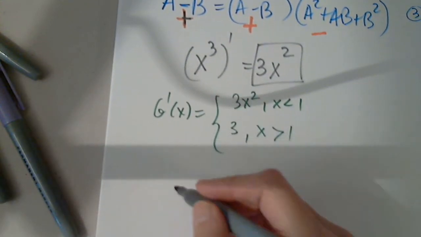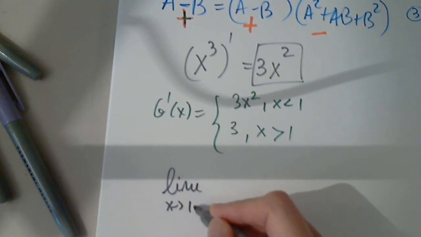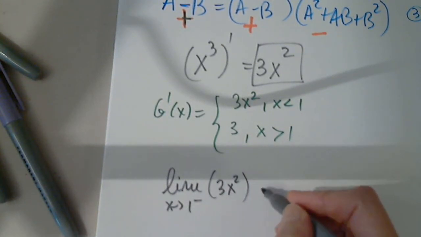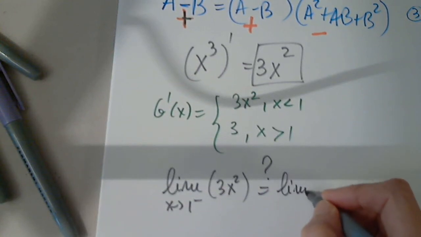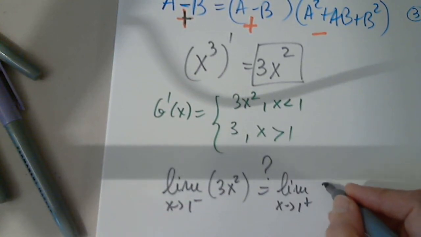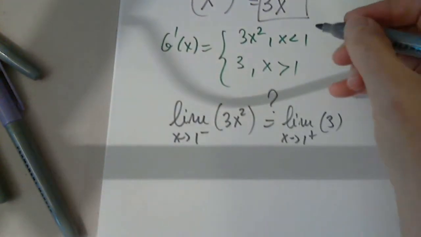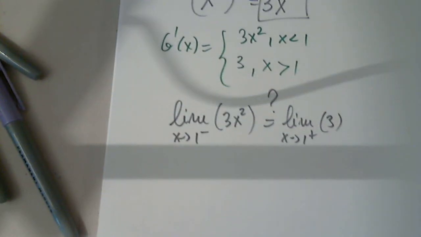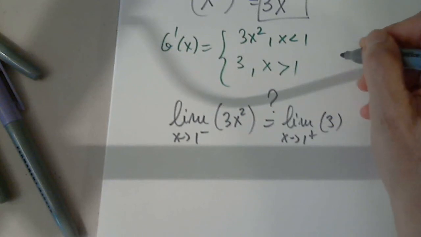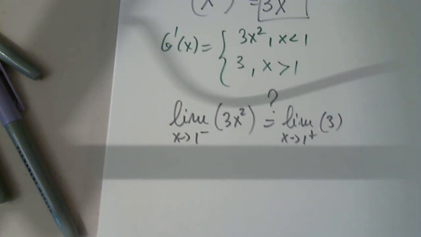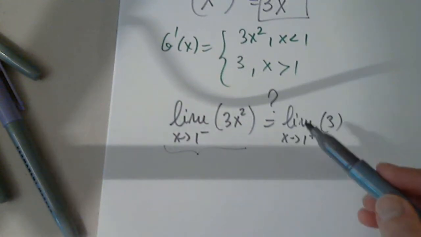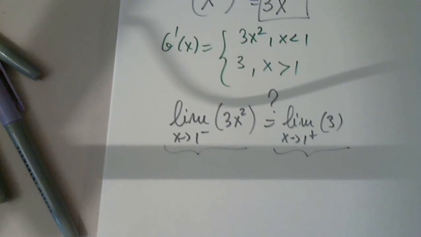No problem. Limit as x approaches 1 from the left of 3x squared, does this equal the limit as x approaches 1 from the right of 3? If you say yes, then I'll put back 1 and say the function is differentiable everywhere. If you say no, I have to leave it alone and I will say g prime does not exist at 1. So what is this and what is this? And if they are equal.